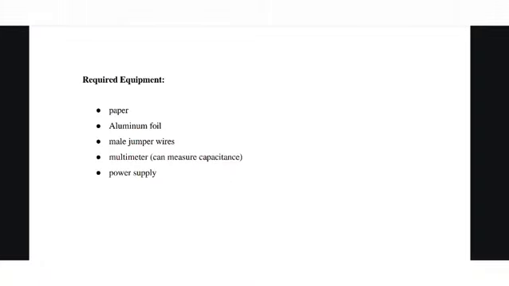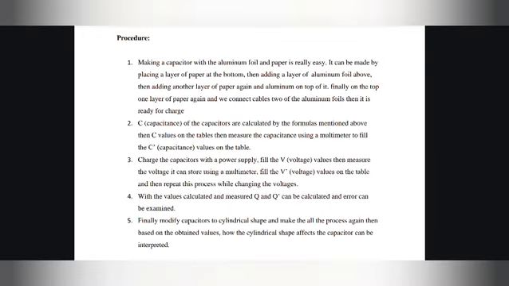So for this experiment, the required equipment is quite easy. First of all, we need paper and aluminum foil in order to build our capacitor. And we will need jumper wires to connect, and a multimeter to measure the voltage. It can also measure the capacitance. And also a power supply. So the procedure goes as this.